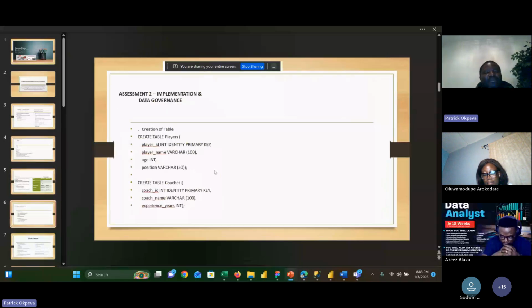Then the assessment is implementation and data governance, creation of tables. These are also necessary before a database can be created. So these are the methods I used to ensure that the tables are created successfully.